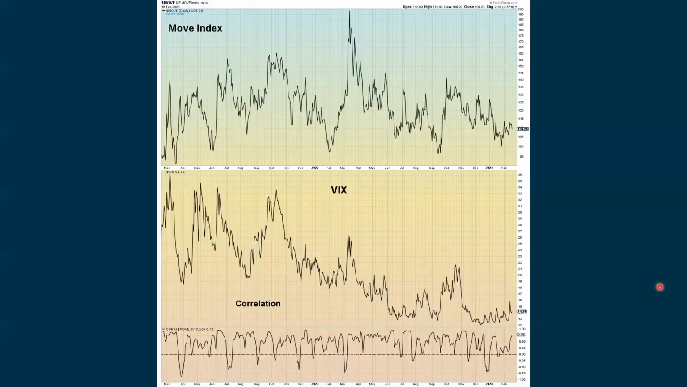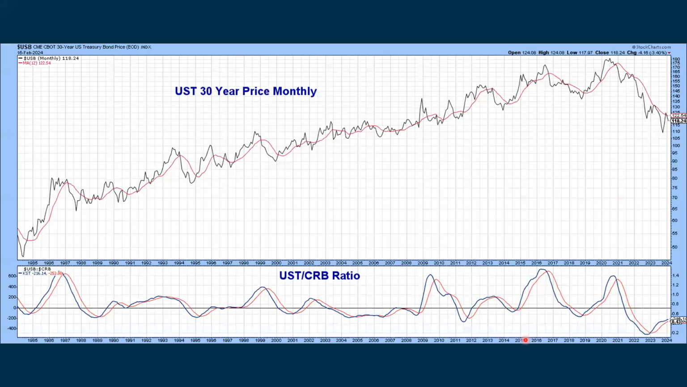And then we have the MOVE index on top, which measures the volatility of bonds. The VIX measures the volatility of stocks, and they're having a pretty strong correlated relationship right now. So if bonds are going up, maybe stocks are going up as well, or they both could be going down at the same time.